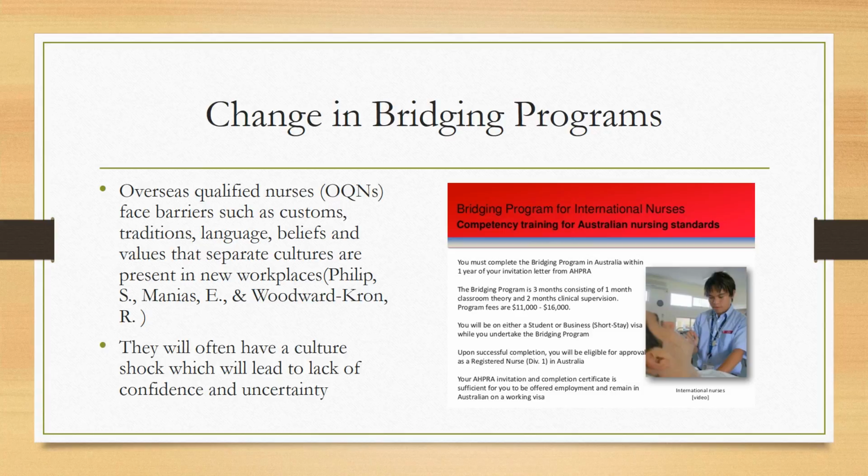Another solution is to change the structure and content of bridging programs in nursing. Most nurses are exposed to multiculturalism in their workplace, but if they are overseas qualified nurses, they will be exposed to a wider variety of cultures than in their home country. Bridging programs allow nurses to be more successful when trying to get their license or certification. In these programs, they teach you language skills, intercultural skills, and counseling to thrive in your workplace.